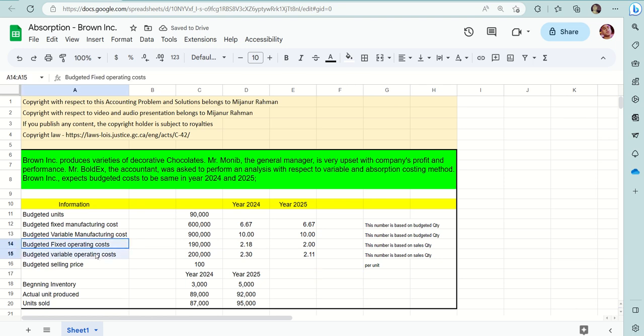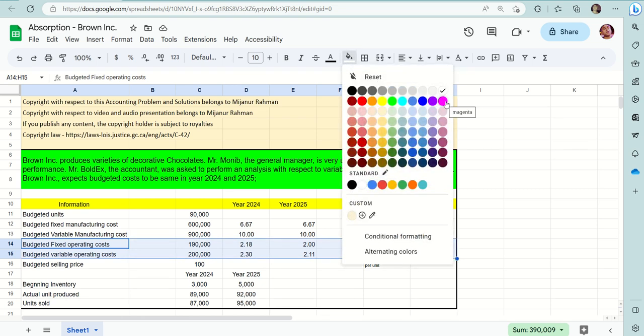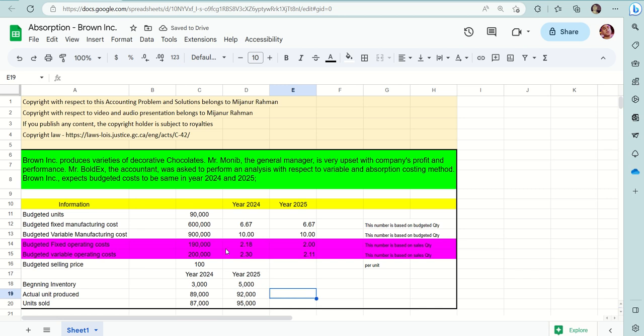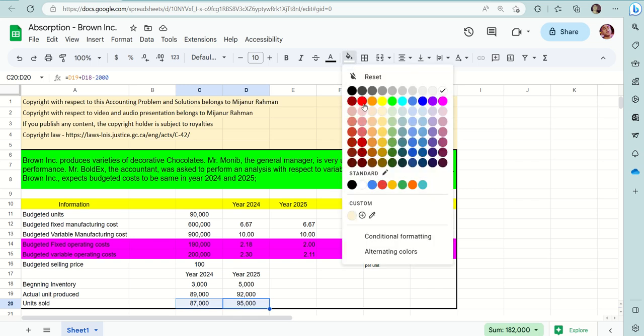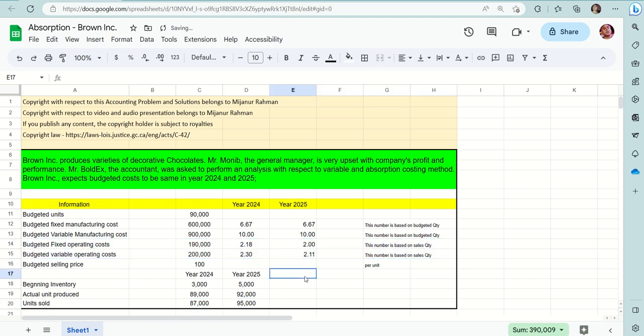And with respect to budgeted operating costs, highlighted in magenta again, those are with respect to quantity sold. The quantity sold is right there. I'm going to highlight that in red. Based on that, you divide 190,000 by the amount sold in each year.